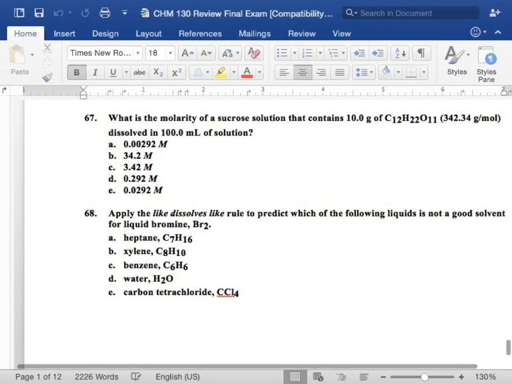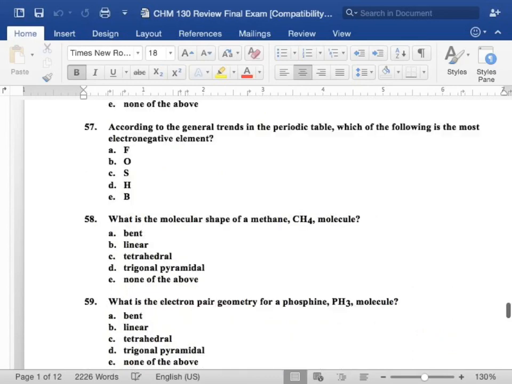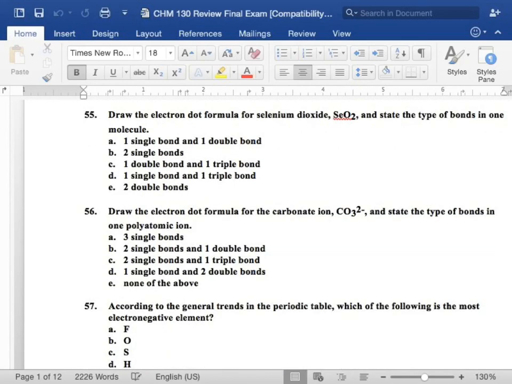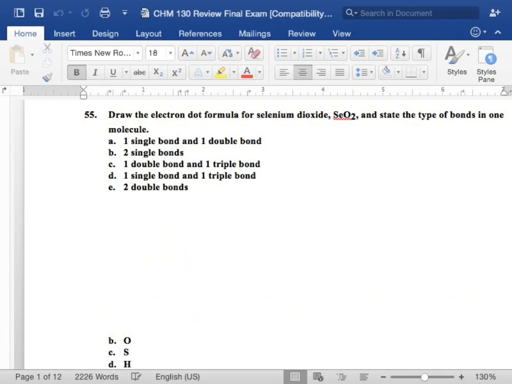55. So the question is for 55. Selenium dioxide. Okay. A big keyword, draw. If you've got to draw, out comes the scratch paper. Okay? Because that means you're going to have to show some more work to kind of get through this.